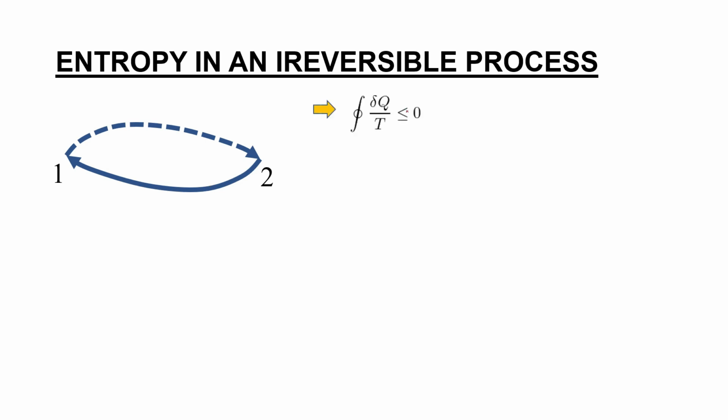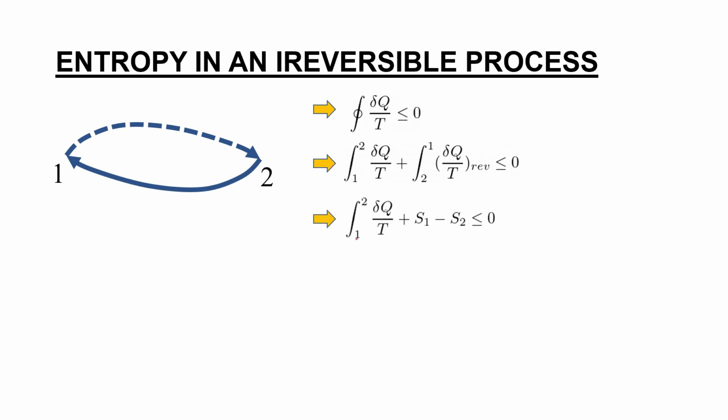And you know that for an irreversible cycle, the cyclic integral of delta q by T will be less than or equal to 0. So that means you can write integral 1 to 2 delta q by T plus integral 2 to 1 delta q by T reversible will be less than or equal to 0. So note that this is a reversible process and this is not a reversible process. This is an irreversible process.